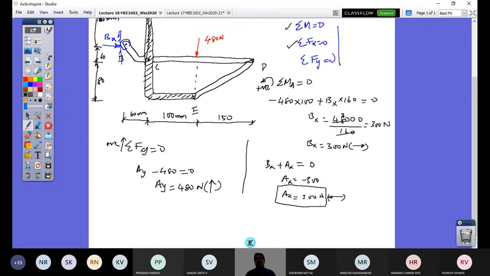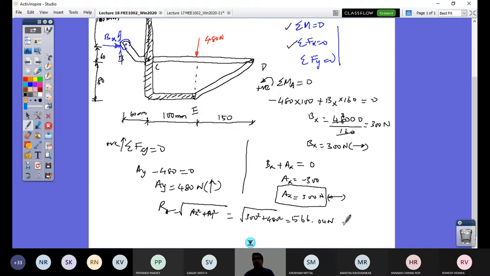So reaction at point A means I should combine this, and I can find out. If it is not asked, you can just leave it as a component itself. If it is simply asked to find the reaction, then you have to find Ra, which is under root of Ax square plus Ay square. And that's going to be under root of 300 square plus 480 square, and you get the value 566.04 Newton.